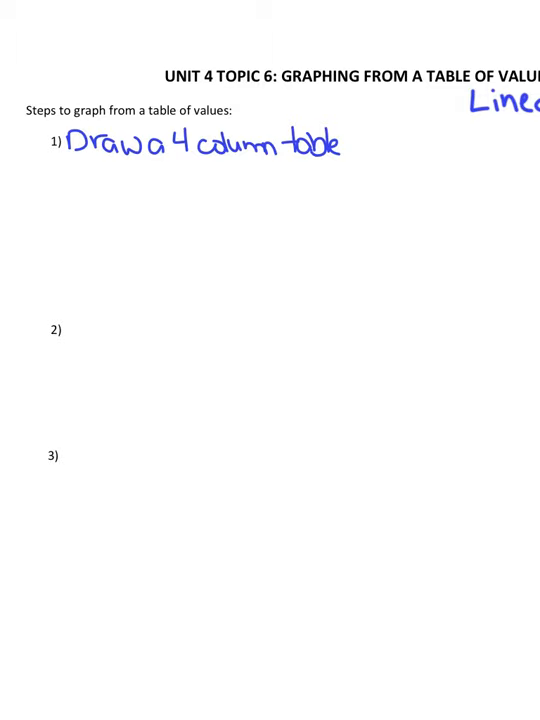And once we create that table with the 4 columns, we're going to choose at least 4 values, or numbers, if you want to think of them as numbers, for x. Now, if you remember back at the beginning of this unit, we talked about x as the independent variable. X is our input. So we're going to input some values of x, then we're going to output some values for y.